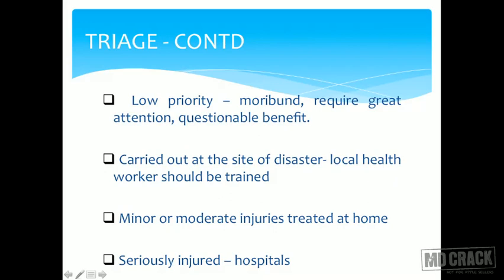Triage is not done at the hospital. It is, as I told you, done at the periphery. Peripheral health workers do it, and the hospital is to be spared from doing triage at the time of a disaster. Minor or moderate injuries are treated at home. As I told you, we don't want to overburden the hospitals. So anything that is minor, anything that is ambulatory, can be taken care of peripherally, should be taken care of at that level. Seriously injured people are sent to the hospital.